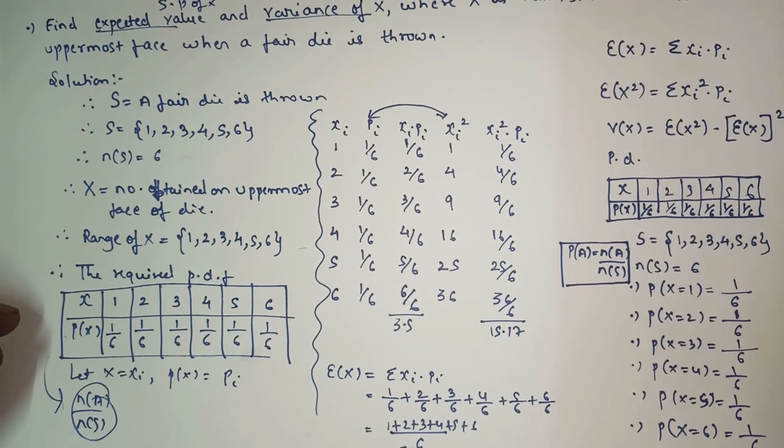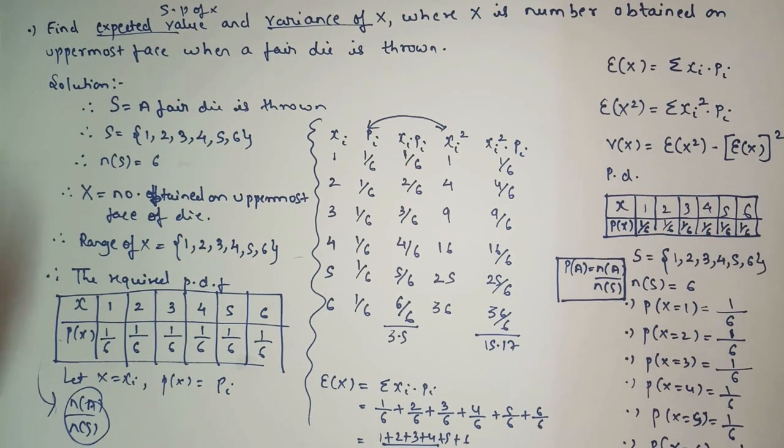Understood? So I hope you all understood the first sum. Let's move on to the next sum based on when two dice are thrown, and how to find the expected value and the variance, or else standard deviation also.